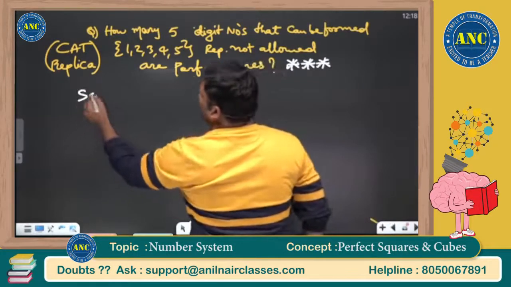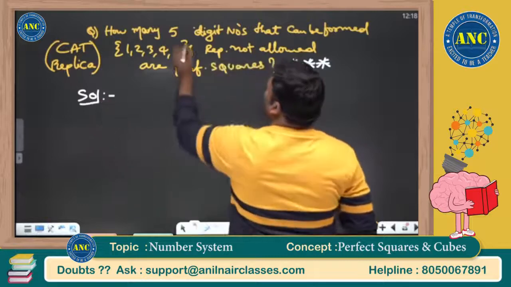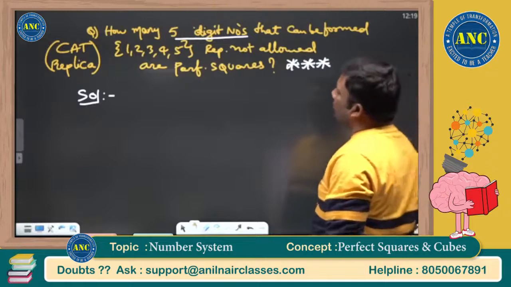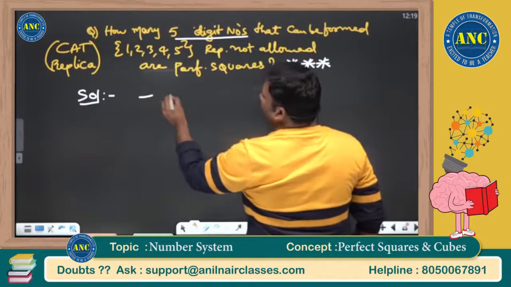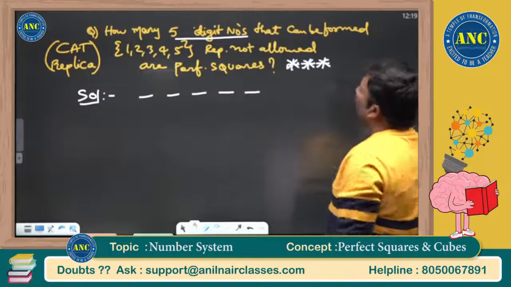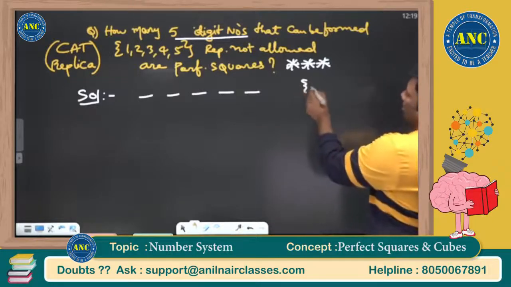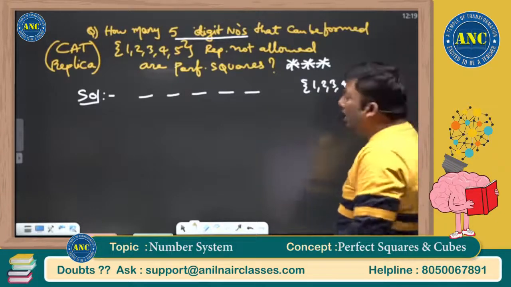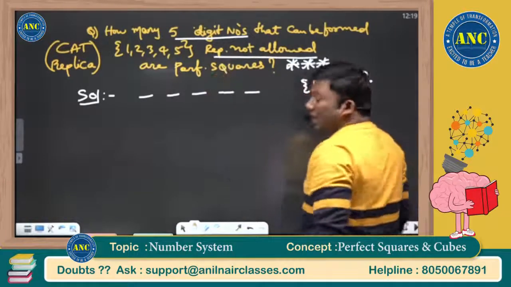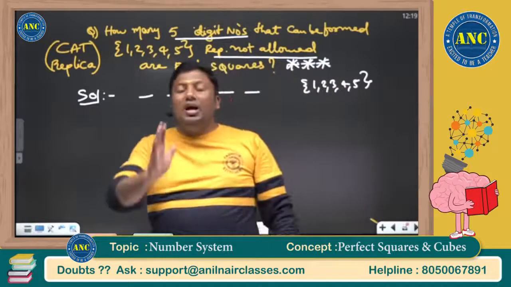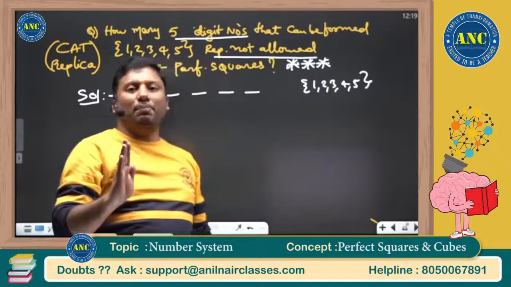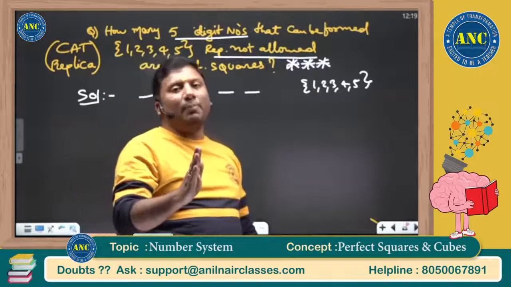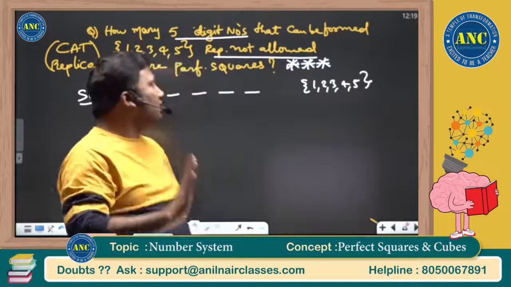First thing, whenever you are solving a CAT question or any aptitude question, start reading the question and underline the keywords. I want a 5-digit number. That can be formed using the digits 1, 2, 3, 4, 5. These are the 5 digits. Repetition of the digits is not allowed. If I am using 1 in any of the 5 places, 1 cannot be used anywhere else. If I am using 2 in a particular place, that cannot be used anywhere else.